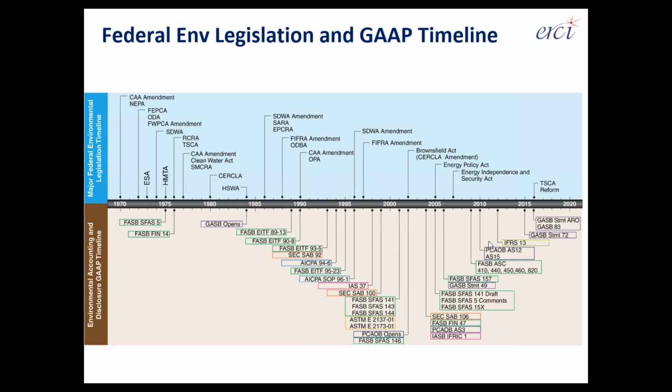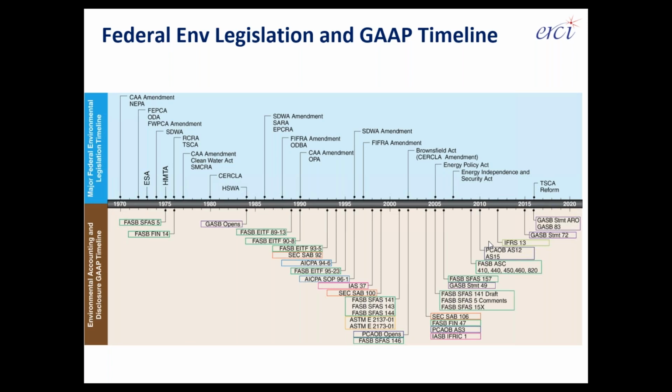One of the foundations of looking at recognition and derecognition of liabilities is having an understanding of the accounting rules that guide what is published or what is calculated as an environmental liability. And then nested in with that are the major federal environmental legislation and regulations that have been passed in the last 40 or 45 years. So on this graphic, on the top half of the slide, I've got a review of the major federal environmental laws like Clean Air Act, Clean Water Act, Superfund, RCRA, TSCA, and so on.